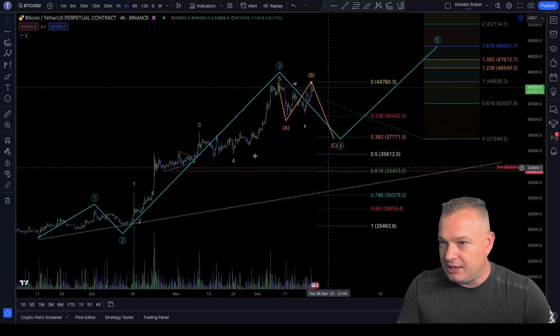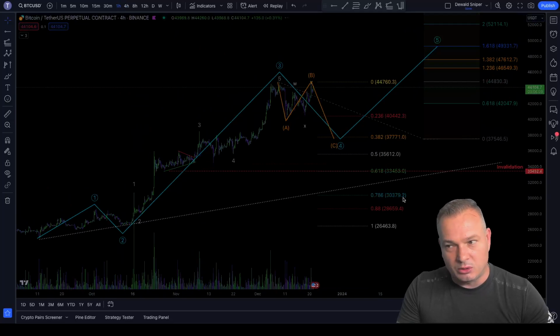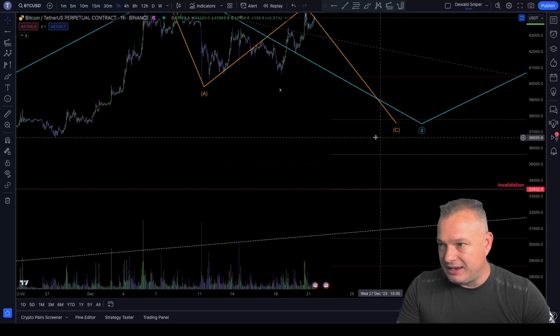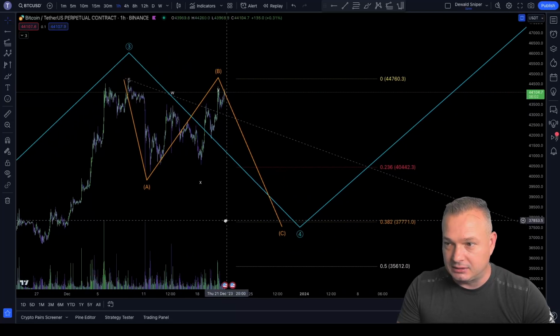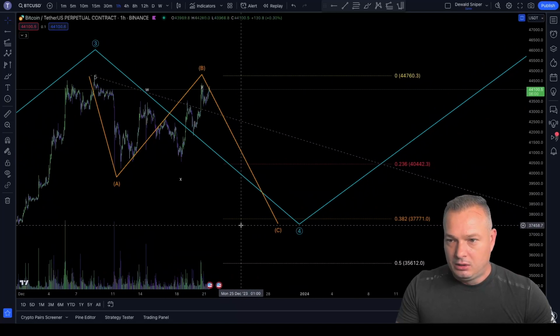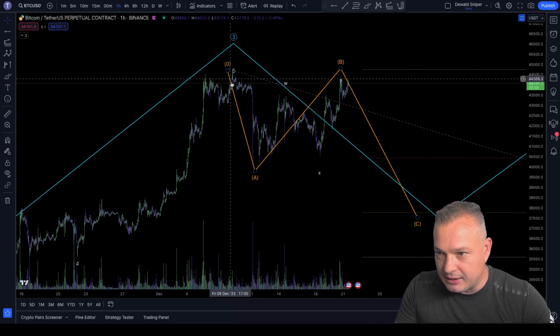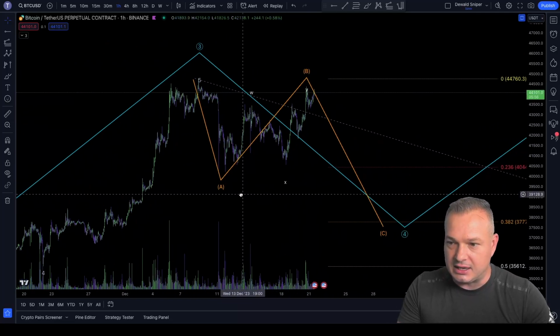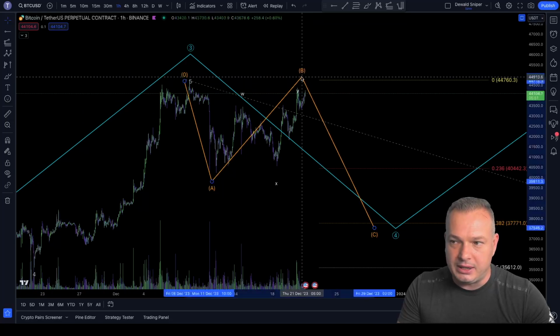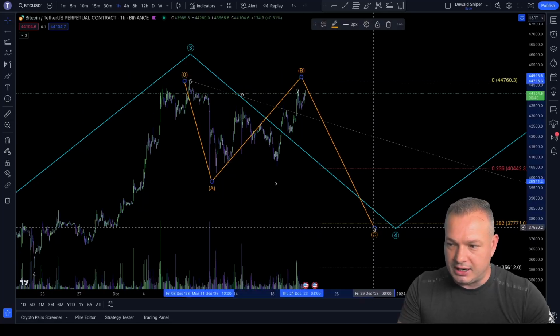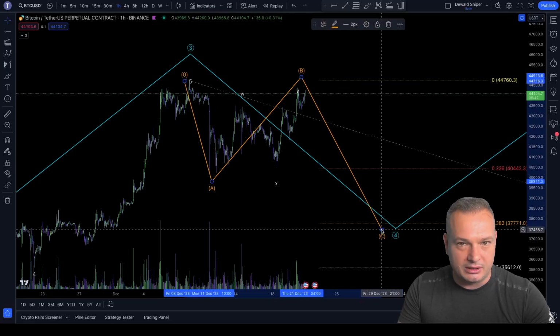Okay, so let's zoom into the structure over here and see what are the levels that we need to watch out for this scenario to remain valid? Okay. Looking at this structure that we've had over here, I am looking at an A, B, a higher B, and then continuation to the downside to come and complete the C wave.